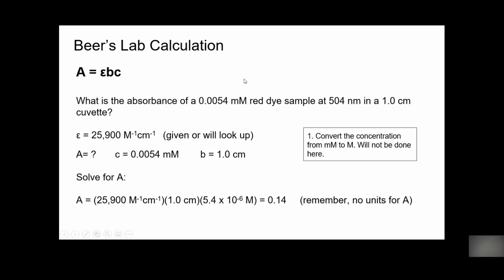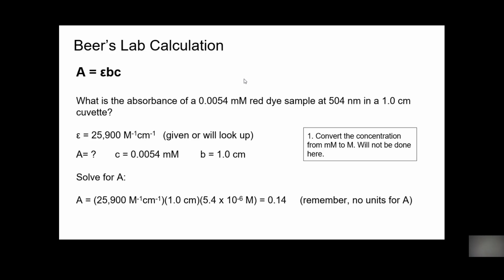All right, so here is a calculation. What is the absorbance of a 0.0054 millimolar red dye sample at 504 nanometers in a 1.0 centimeter cuvette? I think I took this from the video. Pull out all the information you know. So you're given the molar absorptivity, or you'd have to look it up. In this case, you would be given it. You want to know A, you have C, and you have B. So you need to solve this by setting it up.